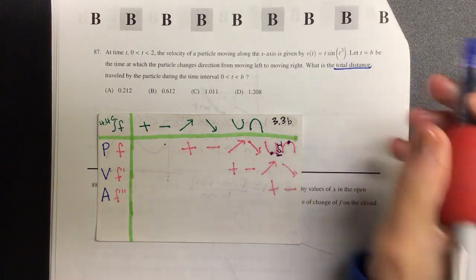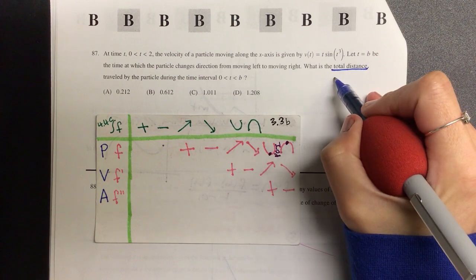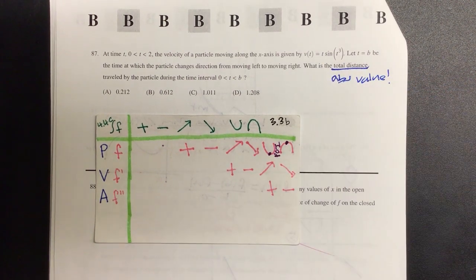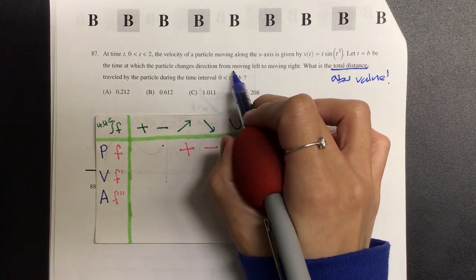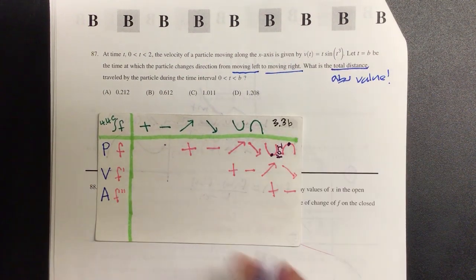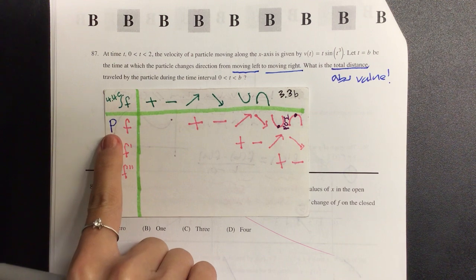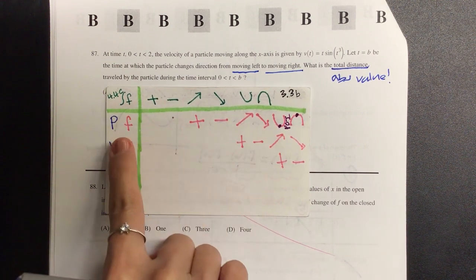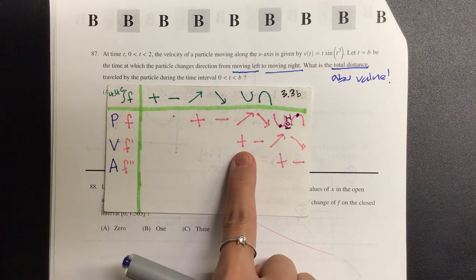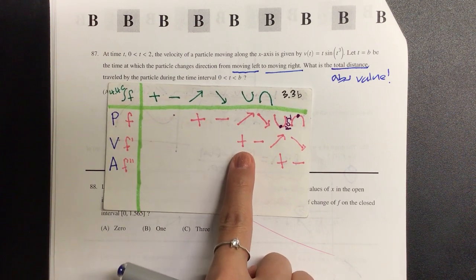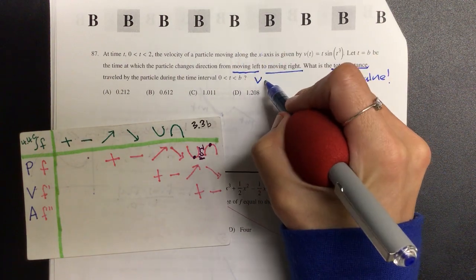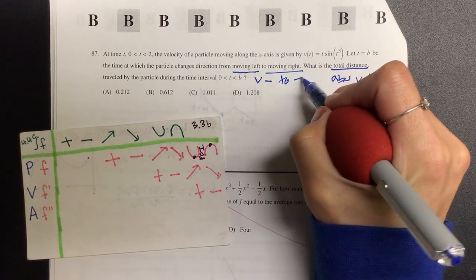Okay, let's underline total distance. Total distance will always be the absolute value. Always the absolute value. So the particle is moving left to right. So let's think about this. The particle is going up if the velocity is positive. The particle is also going to the right if the velocity is positive. So right and left. So let's put on here that the velocity is going from negative to positive.